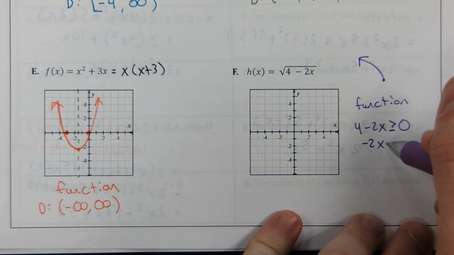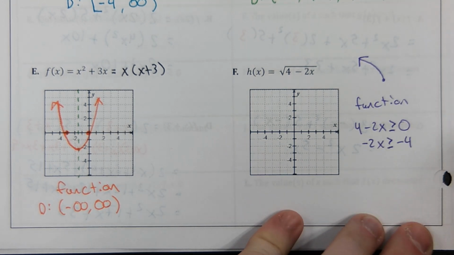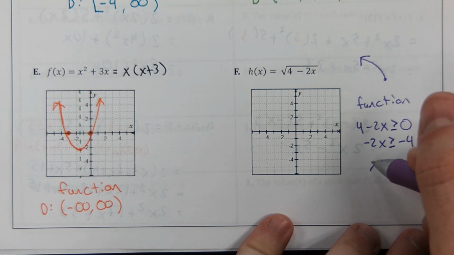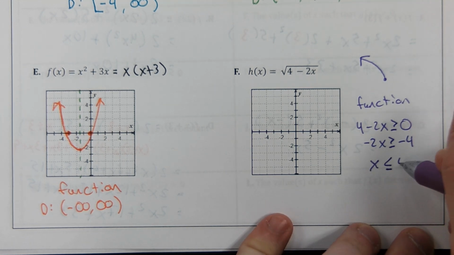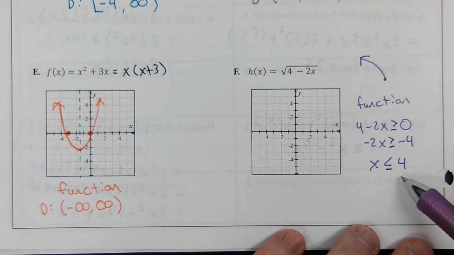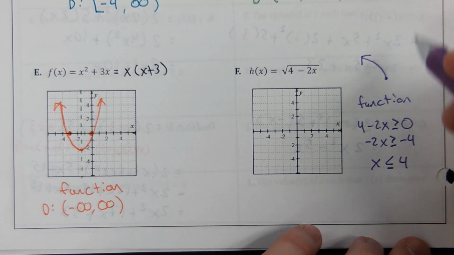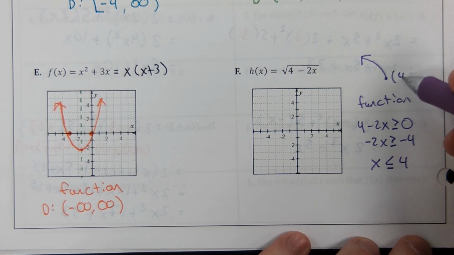Now let's get x alone. Subtract the 4 from both sides and divide by negative 2. Please remember that when you divide by a negative number or multiply by a negative number across an inequality, it flips the symbol over. x is less than or equal to 2. See? To the left.